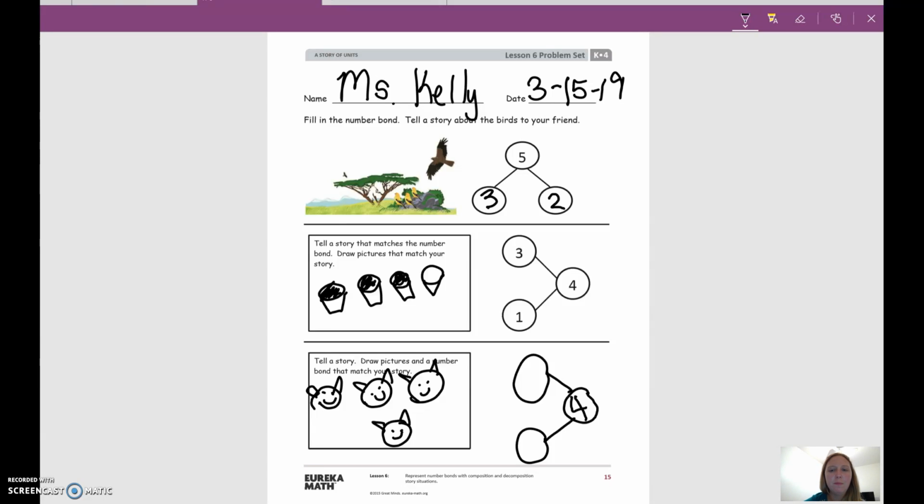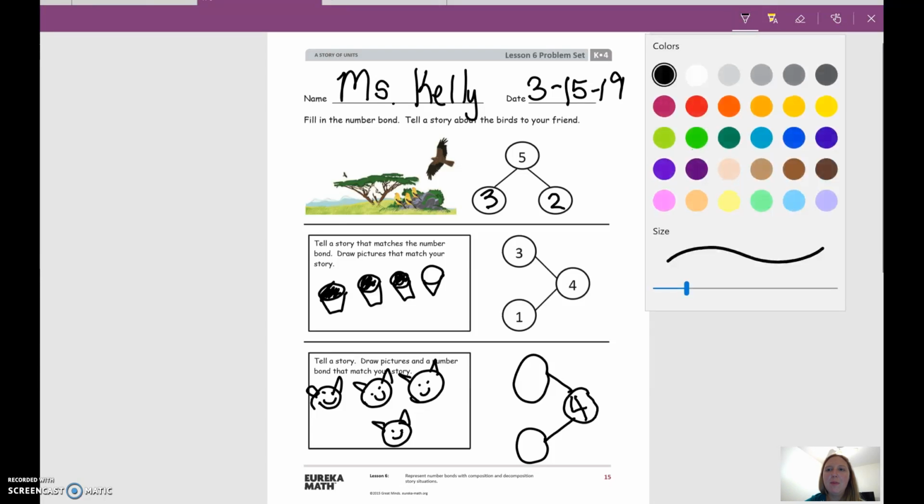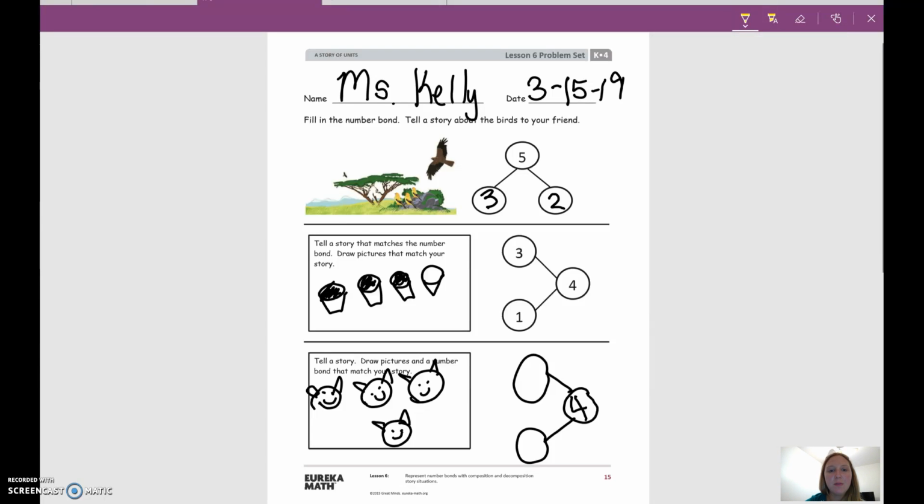There's my cats. How can I make them different? Maybe color, maybe stripes. Maybe some of the cats have stripes. Let's give this cat some stripes. And this one some stripes. And I'll leave the other 2 plain. All right.